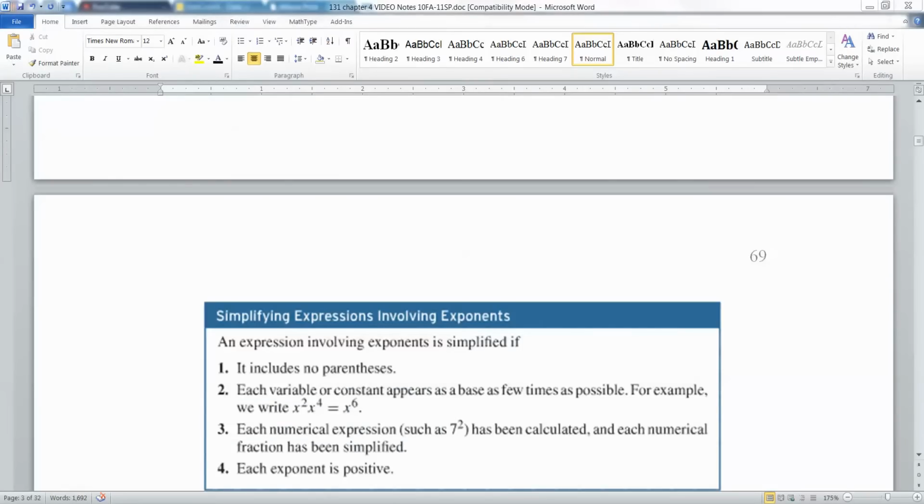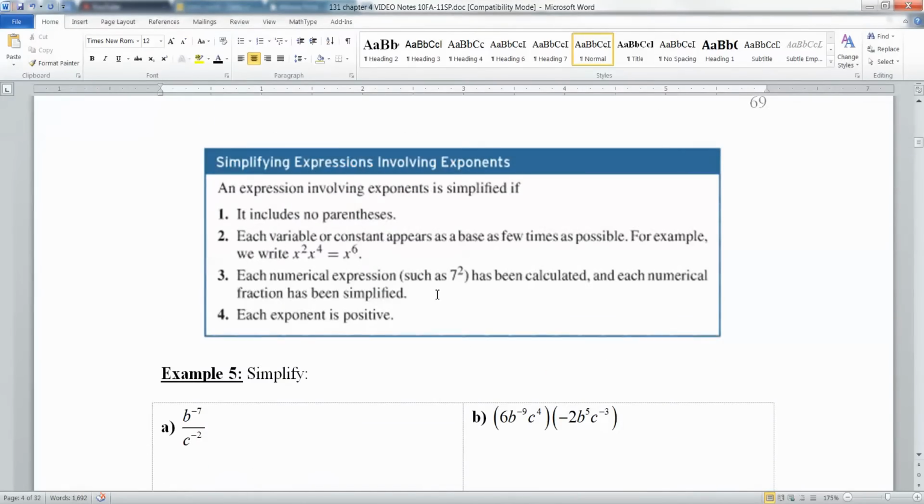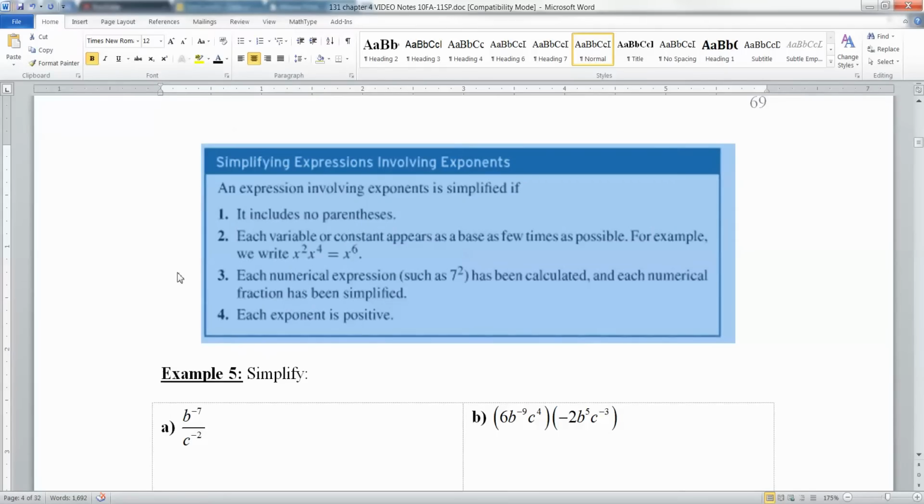All right. We will not be able to finish this next page, but we can at least get started. So just a reminder up here in this box of what it takes to be simplified. No parentheses, no double variables, write every number as a number, and no negative exponents. Every exponent's got to be positive, period.